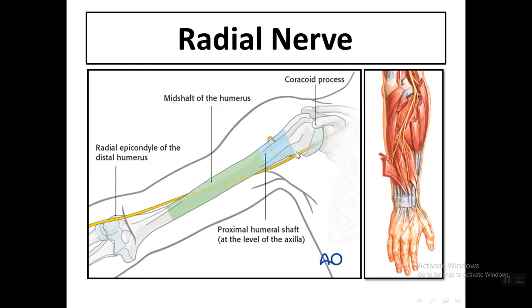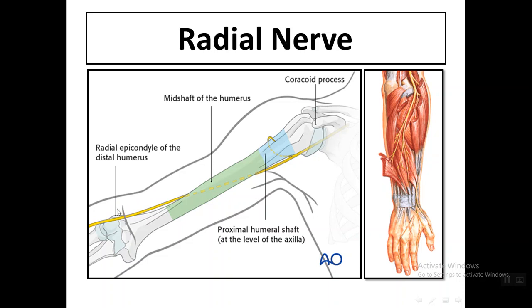Here we can see the radial nerve passing in the triangular interval or space, then in the spiral groove to become in the posterior compartment. At the distal end of the arm, it will pierce the lateral intermuscular septum to become in the anterior compartment. So initially it was in the posterior compartment in the spiral groove, and in the lower part of the arm, it will pass through the lateral intermuscular septum to become in the anterior compartment.